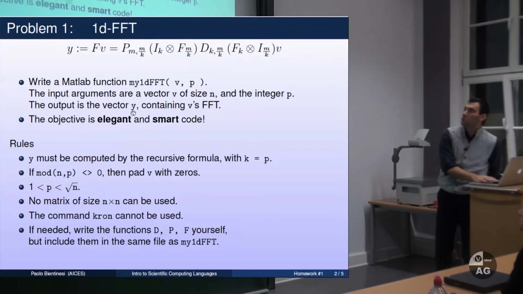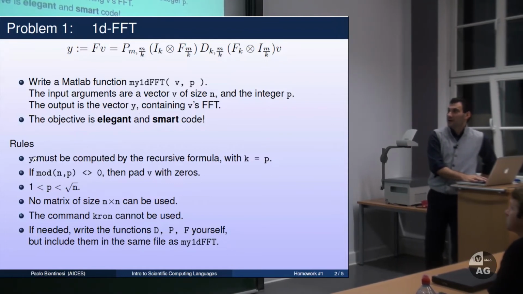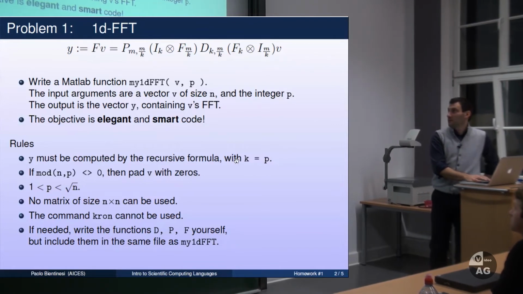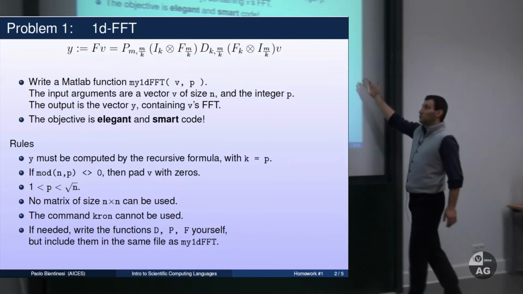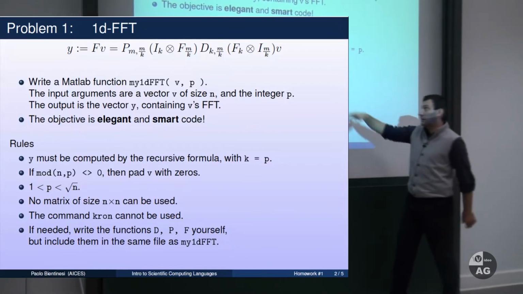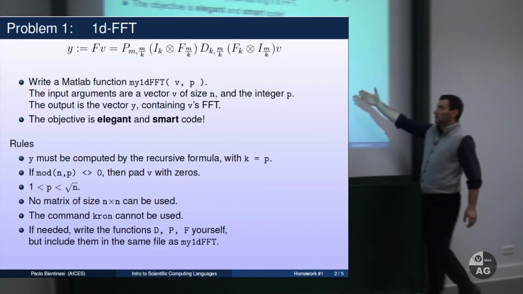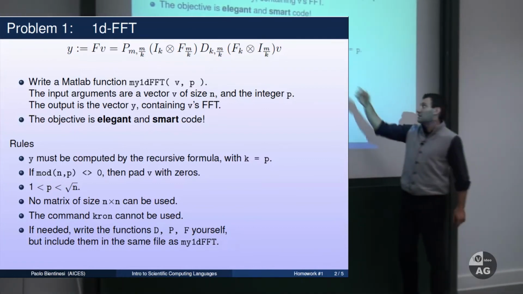No, you should compute y. And y must be computed by the recursive formula, where the k is fixed to be p. So this factor to decompose our matrix F is this number p. Of course, you might say, what happens if I set k to 2 and I only have an odd vector? Well, I tell you pad, so add extra zeros in the end so that you get to a stage where your vector is actually a multiple of p.